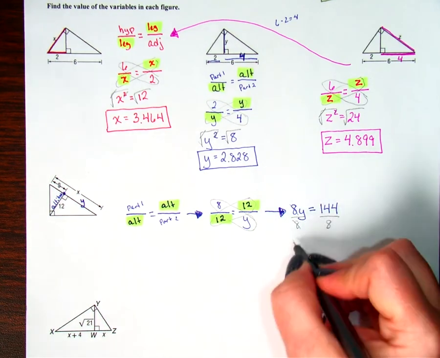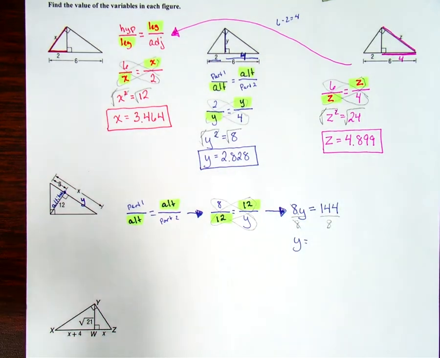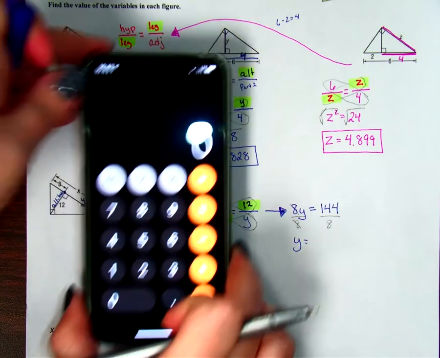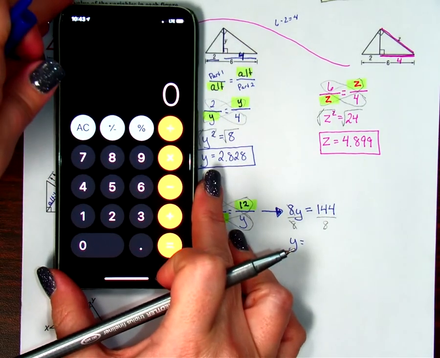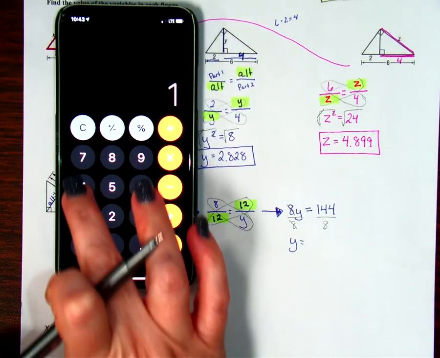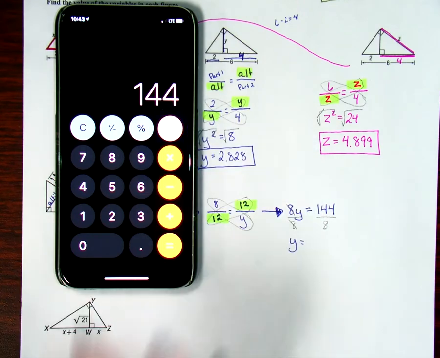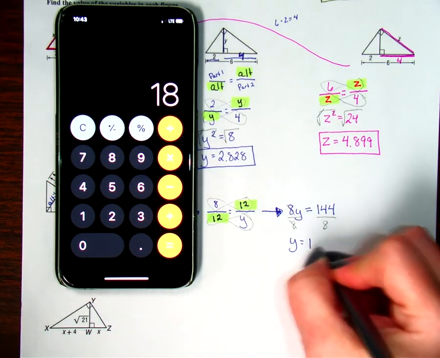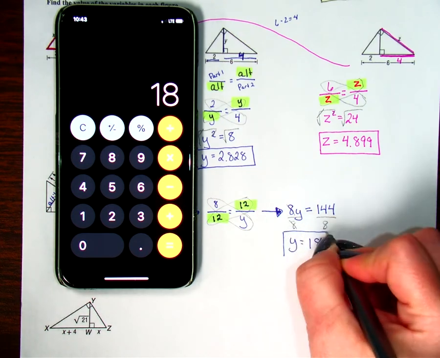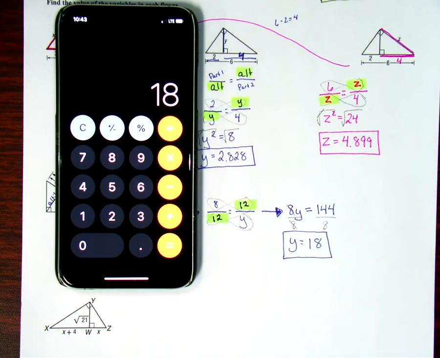When I divide by 8, I'm going to get y equals, let me grab my calculator. It locked on me, hold on. All right, so I can use a regular calculator on this one. 144 divided by 8 gives me 18. Nice whole number. I don't even have to round on this one. y equals 18. Okay? All right, let's look at the last one.